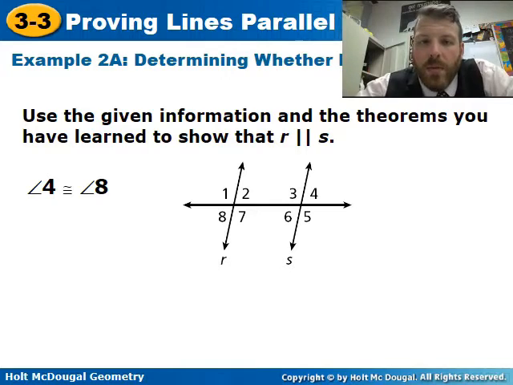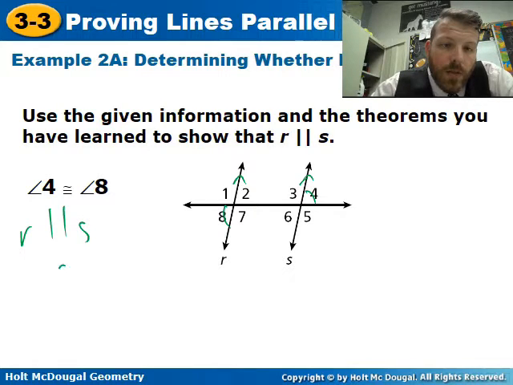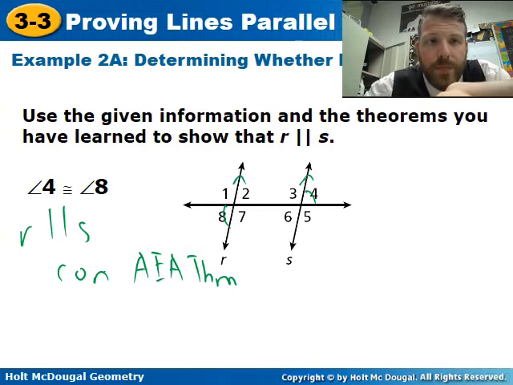Okay, so we're going to do the same thing. We're going to try to show that R is parallel to S. Right now we know that 4 is congruent to 8, so I can put those marks there. If you notice, these two angles are alternate exterior angles. So since the angles are congruent, I can automatically say that R is parallel to S because of the converse of the alternate exterior angle theorem. You have to be careful. You have to make sure you write it all out like that.